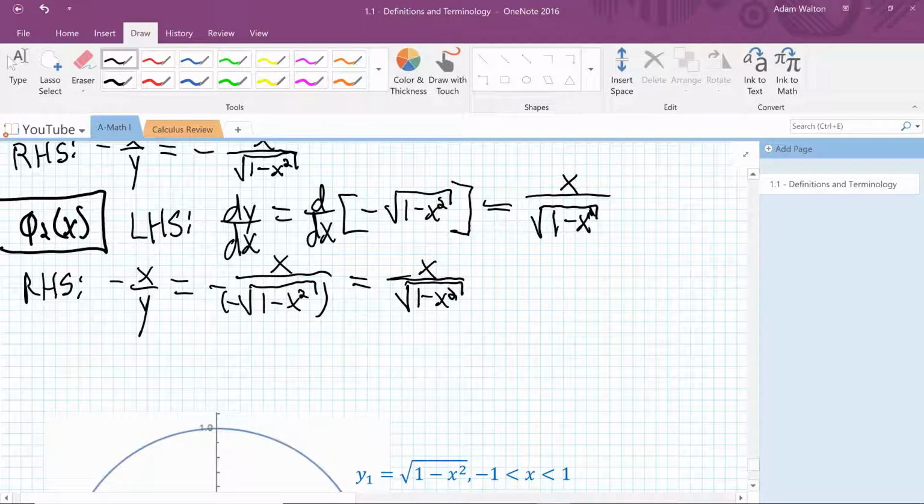So we've now verified that both of our solutions that we pulled from our relation, phi 1 of x and phi 2 of x, do satisfy the relation. They also satisfy the differential equation. So therefore, we can say that our g of x and y, being x squared plus y squared equals 1, is in fact an implicit solution to our differential equation.